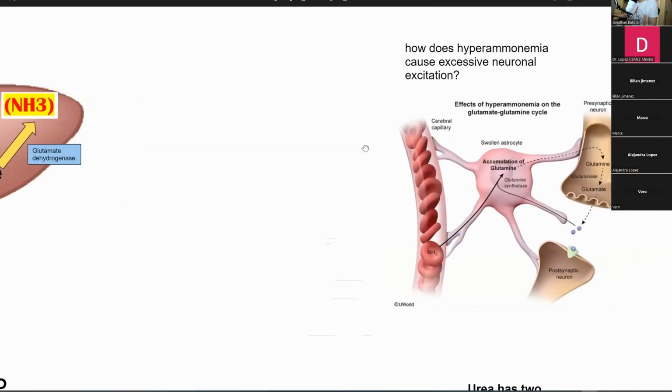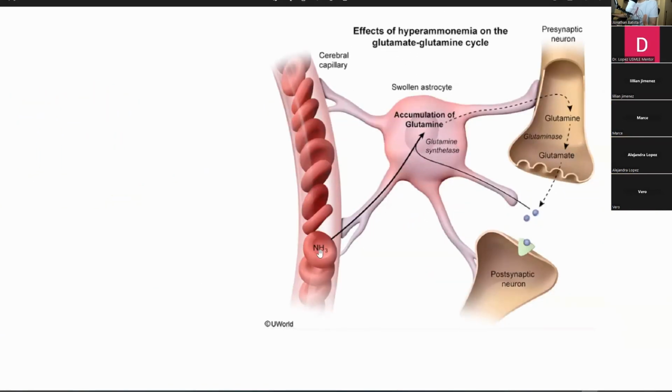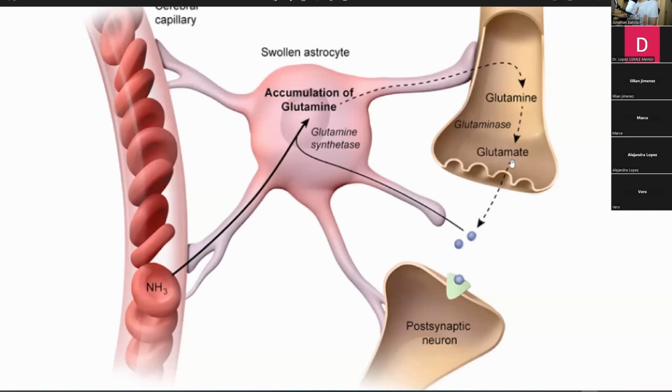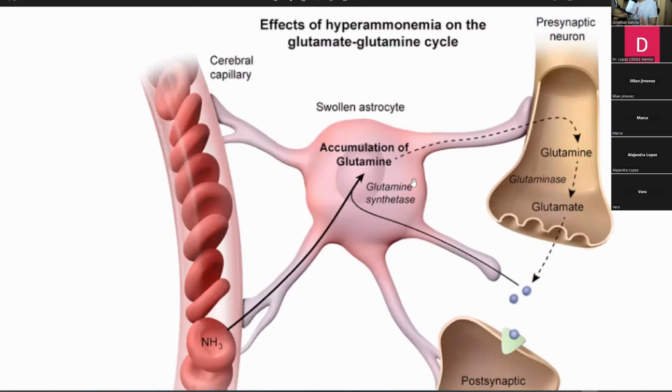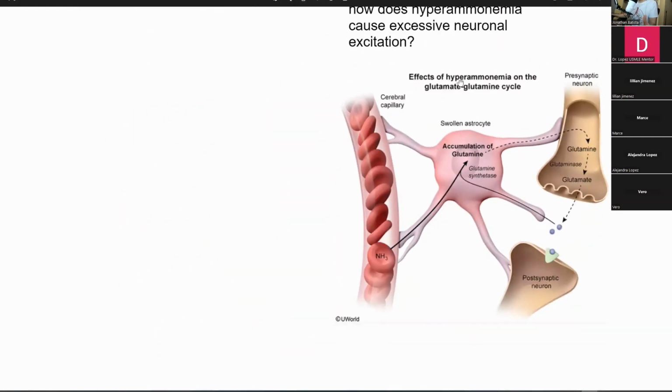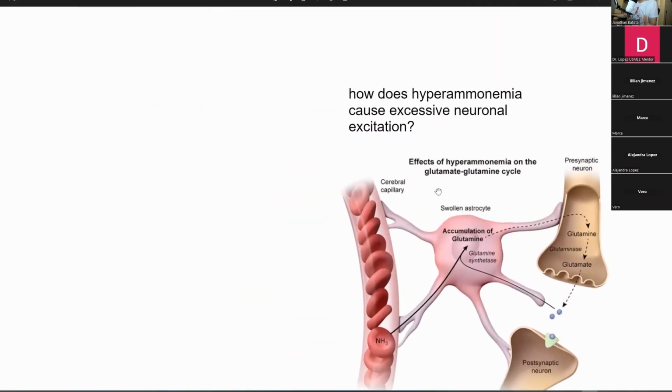Oh yeah, look at this. This is what we were mentioning before with ammonia, making contact with the astrocytes, basically creating more glutamine. And then this glutamate coming out here and actually stimulating the postsynaptic neuron, causing asterixis, the shaking of the hand. Okay, we mentioned that as well. Those are the effects of hyperammonemia.